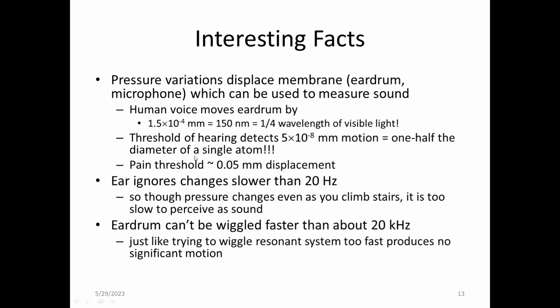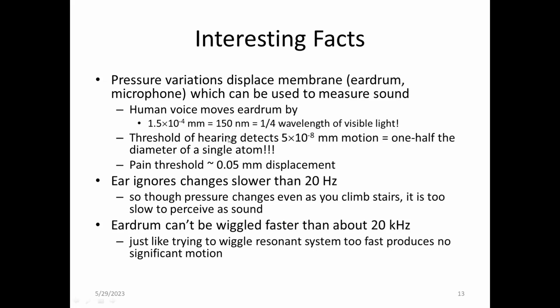And there are some very interesting facts. I'll go through these facts a bit quickly because there is a little more material that I have to cover, and we are already at 7:40. So the pressure variations that we receive on our ear displace the membrane, the eardrum or the microphone. And as a result of those pressure variations, we measure the sound. Human voice moves the eardrum or the microphone's PZT element by a very small distance, which is about 150 nanometer. It is 1/4 wavelength of visible light.